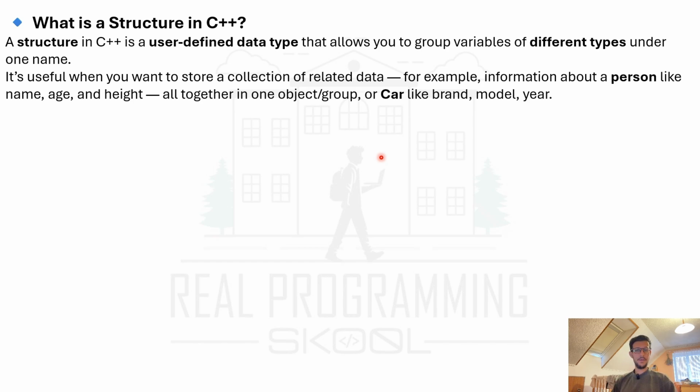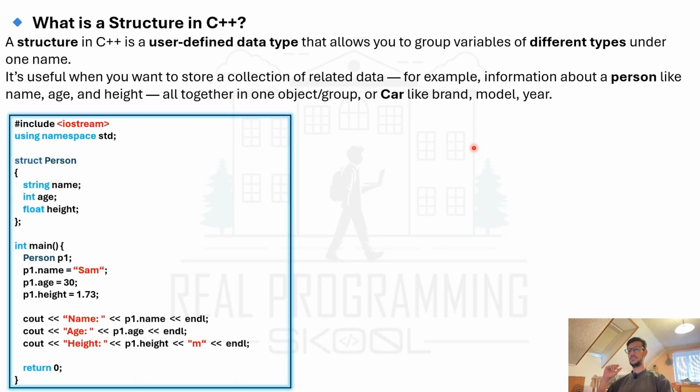For example, Sam Adam, and I will open a curly bracket, and inside this umbrella called Sam Adam, the data type that I created, I will put my information, for example, string name, integer age, integer height. All this information will be under the Sam Adam data type. A structure is useful when you want to store a collection of related data, for example, information about a person like name, age, and height, as I mentioned, all together in one object or group, or a car with brand, model, etc. So let's take an example to understand it.